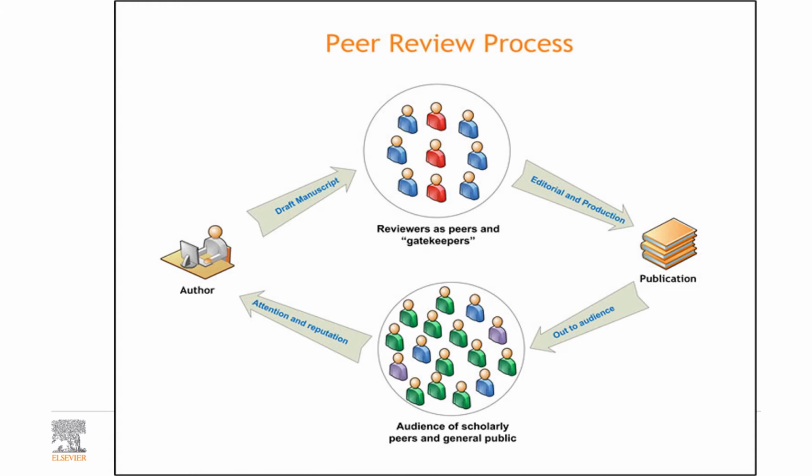Next, the peer review process, and this diagram is supposed to show the cooperative nature of the peer review process, a circular cooperative process which is there to improve the quality of manuscripts and ultimately improve the quality of the published articles. That's really what it's there for.